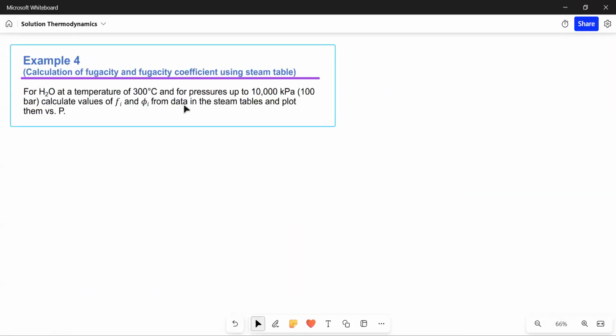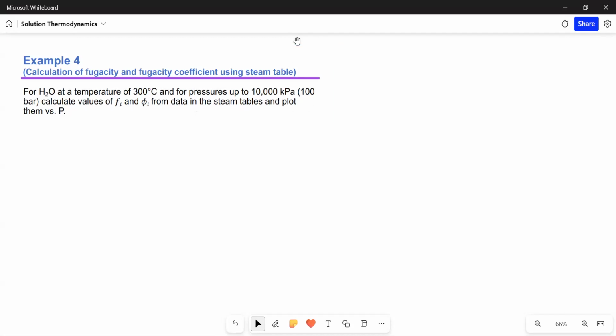All right, so this is the problem. For H2O at a temperature of 300 degrees Celsius and for pressures up to 10,000 kilopascals, calculate the values of the fugacity and fugacity coefficient from the data in the steam tables and plot them versus pressure. So there's plotting involved. We need to graph. We can use Excel for the plotting.